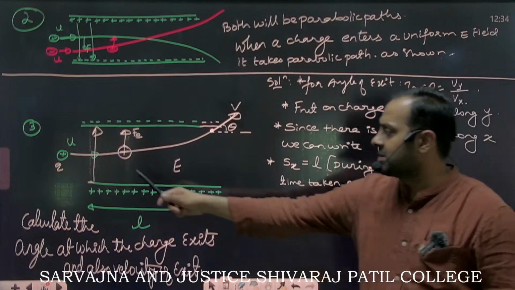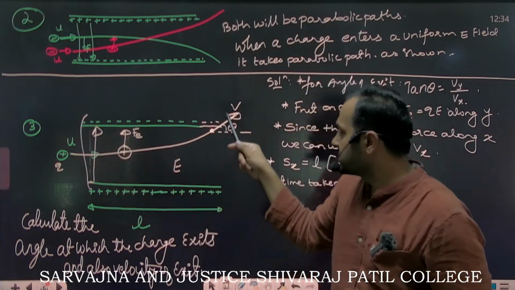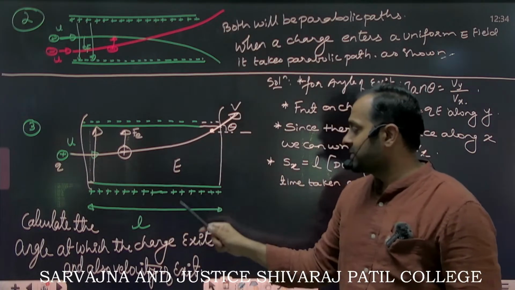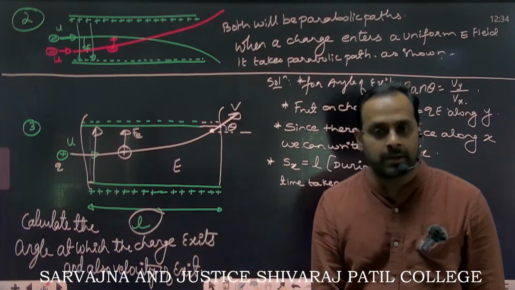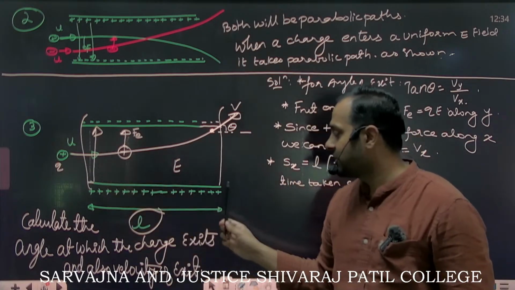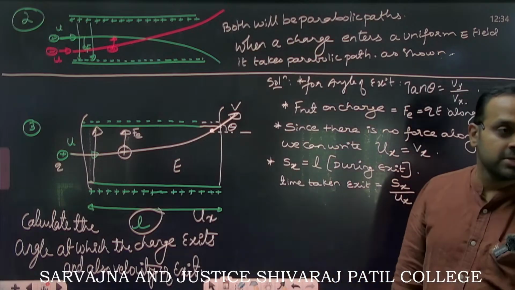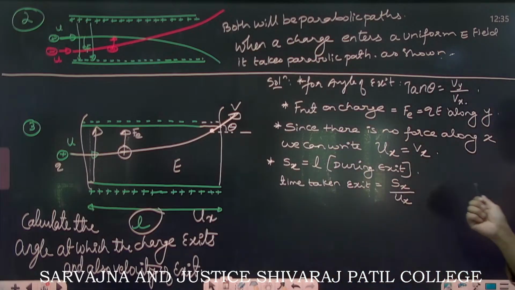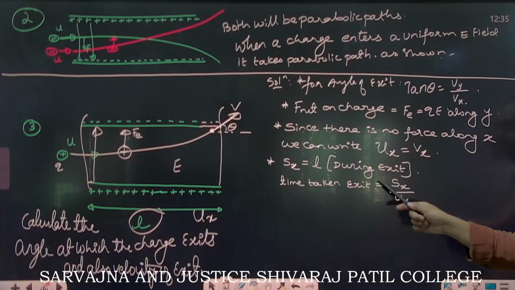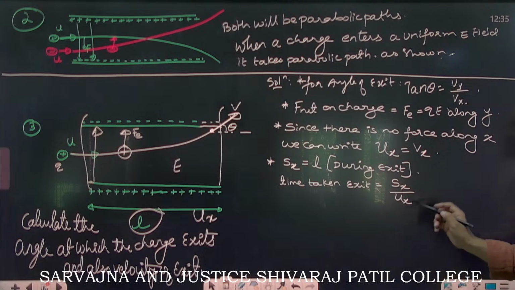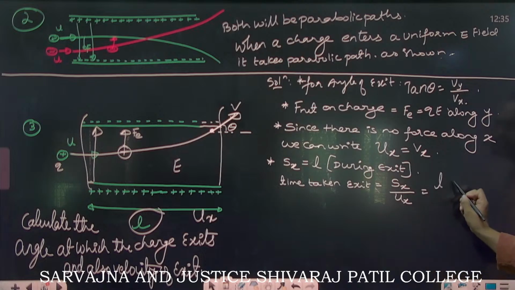It is entering at this point and exiting at this point. What is the horizontal displacement? The horizontal displacement is here. What is the horizontal velocity? You are taking the horizontal velocity as u. Since there is no force along the horizontal direction, the time taken will simply be displacement divided by velocity. How much is this? Sx is L, divided by ux, which is simply u.